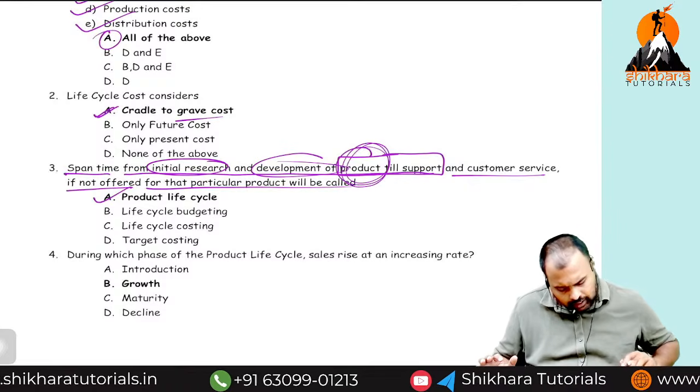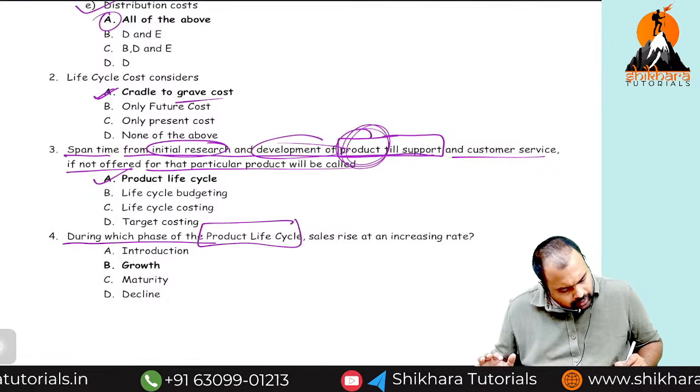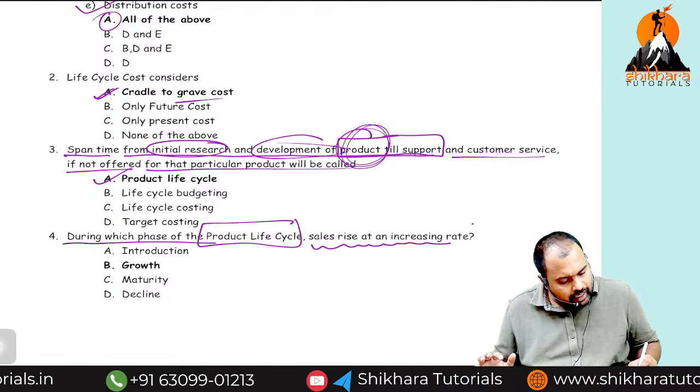If it is an asset life cycle costing. Okay. During which phase of product life cycle costing do sales arise at an increasing rate?